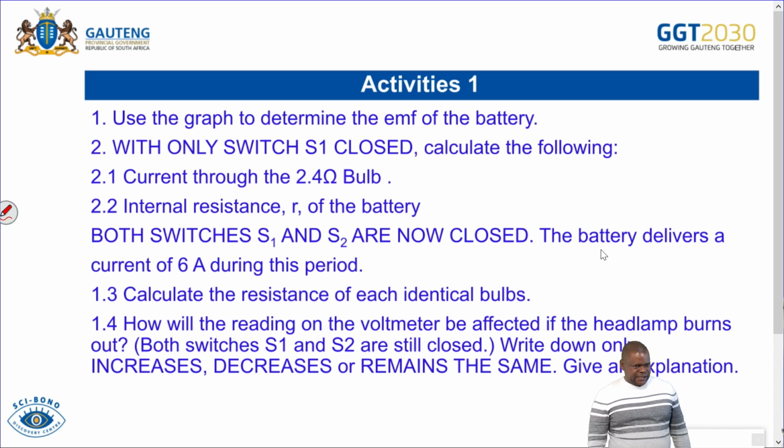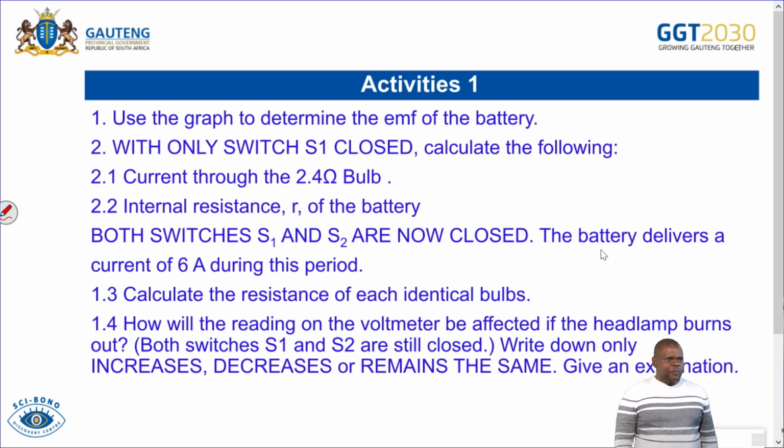Then the question says, calculate the resistance of each of the identical bulbs. That means we'll be calculating the resistance of R2 and R3. Are we together? Remember, R2 and R3 are identical. That means their value is equal. Their resistance will be equal.